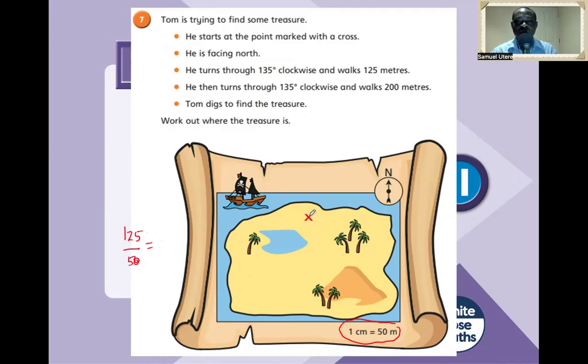So now you have to draw the angle. So remember, to do this, draw a north line on the position where Tom is. And then you've been told that he turns through 135 degrees clockwise. So you place your protractor crosshair here, and then you make sure that your zero line lines up with this north line. Okay. Then you measure 135 degrees, which would look something like this. So it's going to be more than 90 degrees. 90 is this here.